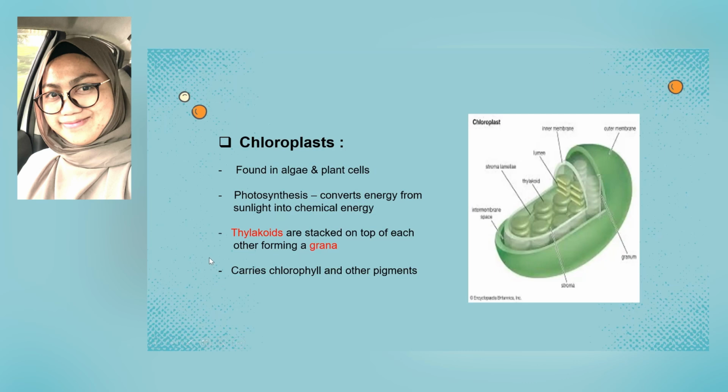The thylakoids are stacked on top of each other, forming a grana. The chloroplast also carries chlorophyll and other pigments.